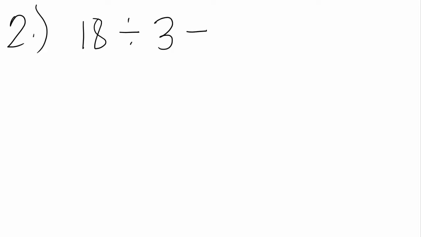So let's have our next example. Example number 2. We have 18 divided by 3 minus 7 plus 2 times 5. So again, we have to look first if there is any parentheses. So wala tayong parentheses. Next is exponent, wala tayong exponent, so we have to deal with the MDAS.